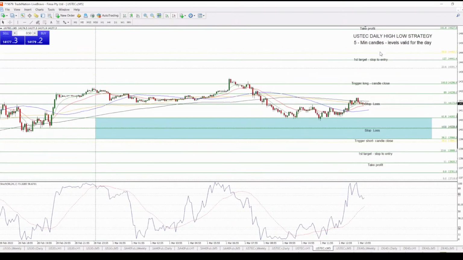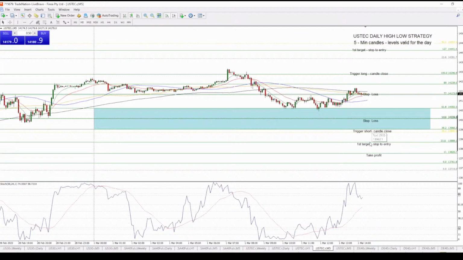Next trigger short, only below 38.2. First target 23, final target 11. As I said, according to moving averages, trend is up. Stochastic above signal line, also trading above the 61.8.